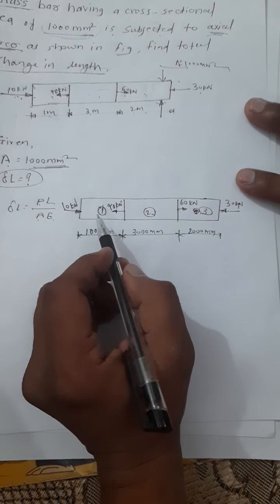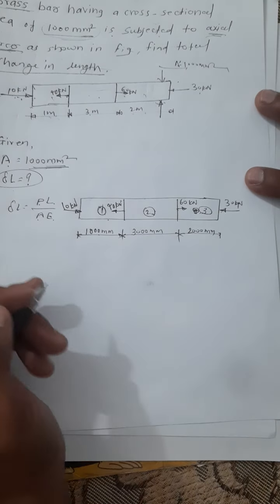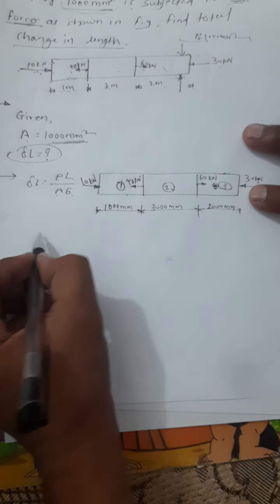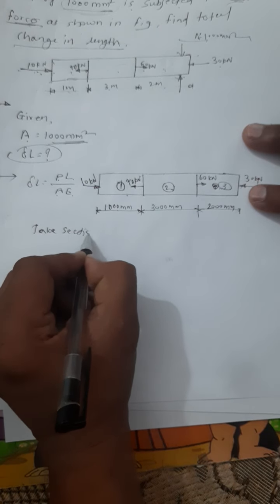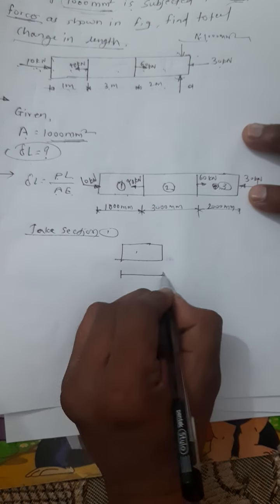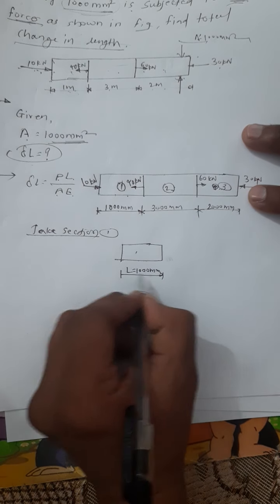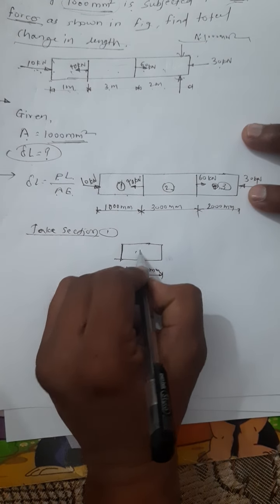So we have made three sections: one, two and three. We have to solve this problem section-wise, so section-wise we first calculate the change in length. Take section 1. This section 1 has a length of 1000 mm. Are you getting it, my students? This is section number 1.